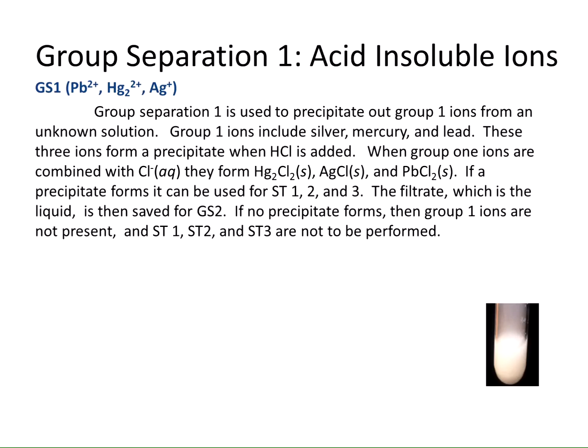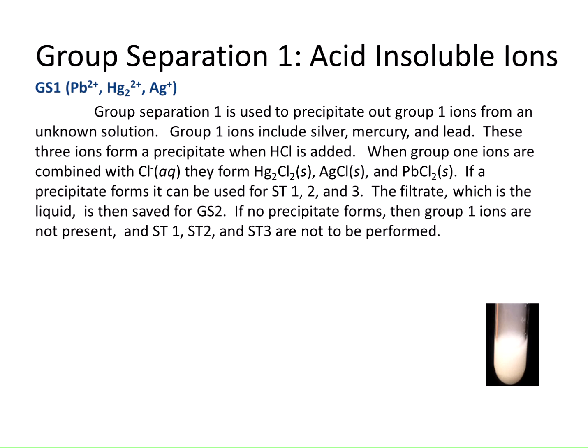So the group separation 1, those are the acid insoluble ions. So we're looking at possibly having mercury, silver, and lead in there. The group separation 1 is used to precipitate out group 1 ions from an unknown solution. Group 1 ions include silver, mercury, and lead. These three ions form a precipitate when hydrochloric acid is added. When group 1 ions are combined with aqueous chloride ions, they form mercury chloride, silver chloride, and lead chloride. And those are all solid precipitates, so notice that the states are given.